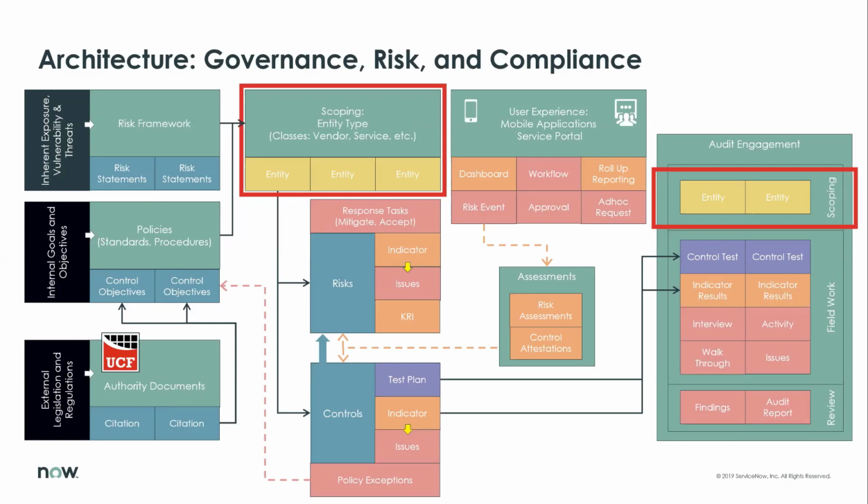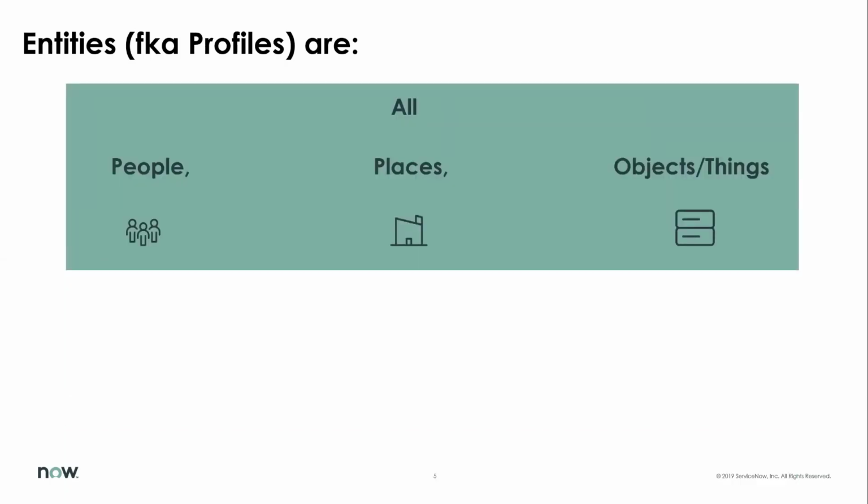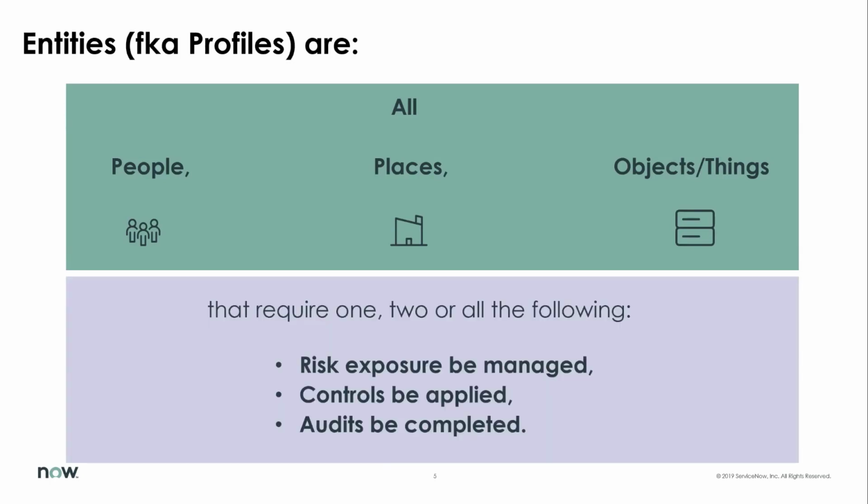This is great, Scott. So let's try to bring now the entities to life in simple terms. Basically, the entities can be defined as those people, those places, those objects or things. It's the things that we need to manage risk with. It's the things that we're going to have to apply controls to. It's the things or the people or the places that we need to be able to audit as part of an engagement.